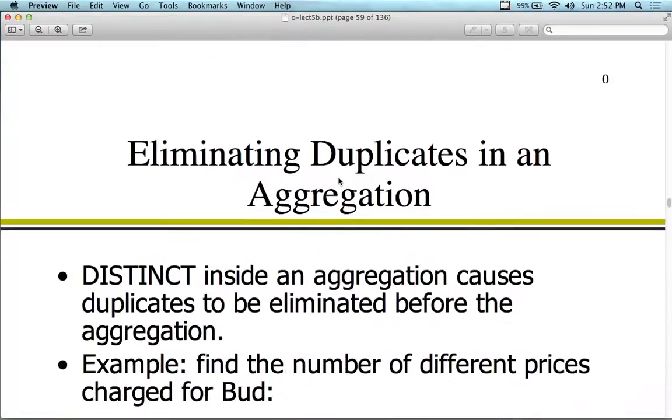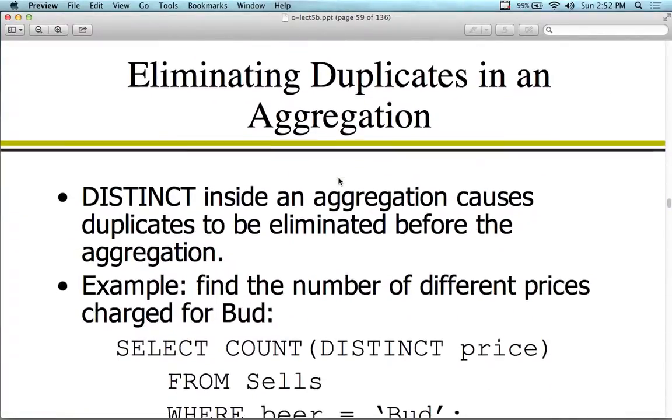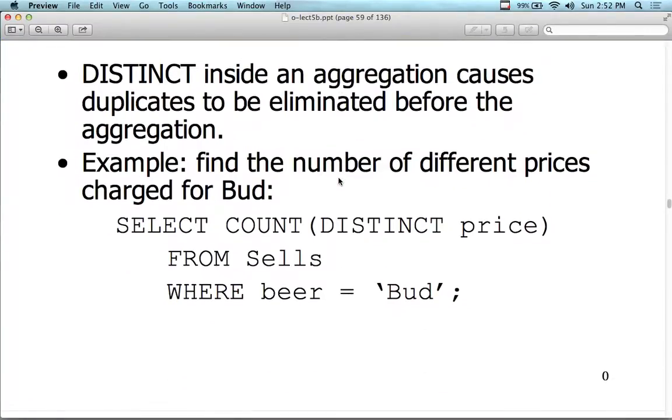So, eliminating the duplicates in an aggregation. You can use distinct with it, and use distinct inside of the aggregation. So distinct price. Count of the distinct price is going to give you different than count the price, because what if the price is the same for a couple of different beers? So distinct inside the aggregation causes the duplicates to be eliminated before the aggregation occurs.